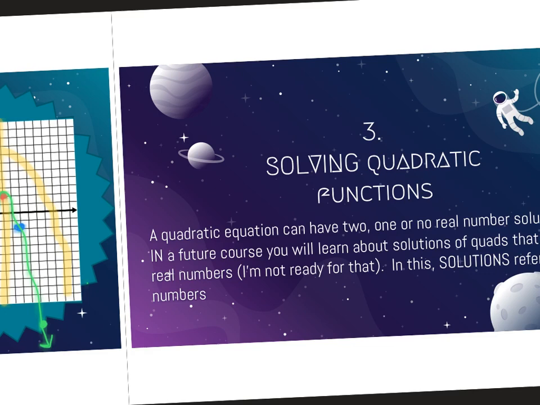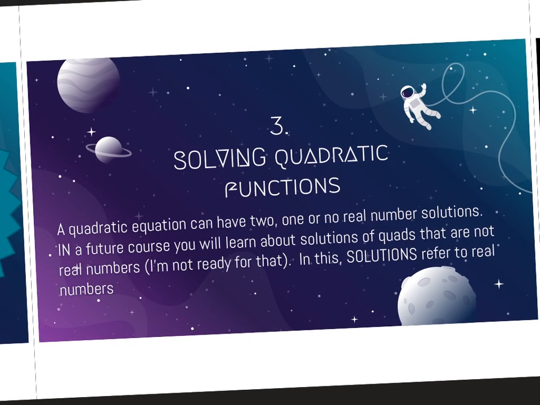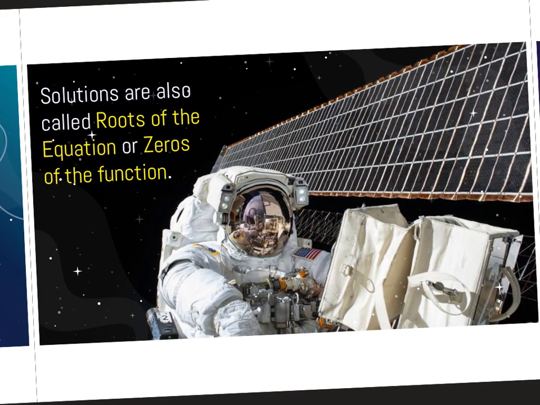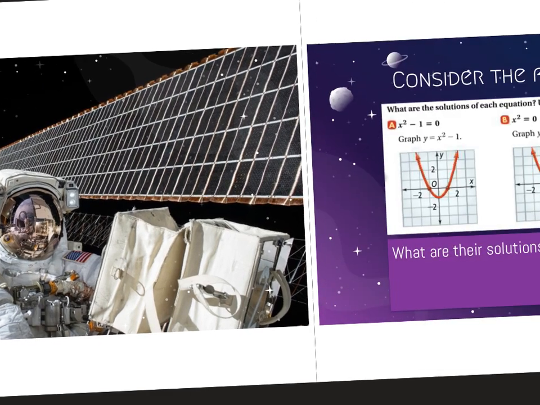And I don't know what happened to my picture again. I'm sorry, it's gone. So now what we're going to do is solve quadratic functions. A quadratic equation can have 2, 1, or no real number solutions. In a future course, not my course, you're going to learn about solutions of quadratics that are not real numbers, but I'm not ready for that. So in this lesson, solutions refer to the real numbers, and generally it's going to have 2 or 1 solution. Solutions in quadratics are also called the roots of the equation or the zeros of the function. I have zero idea of why the same idea has 3 names, but it does.